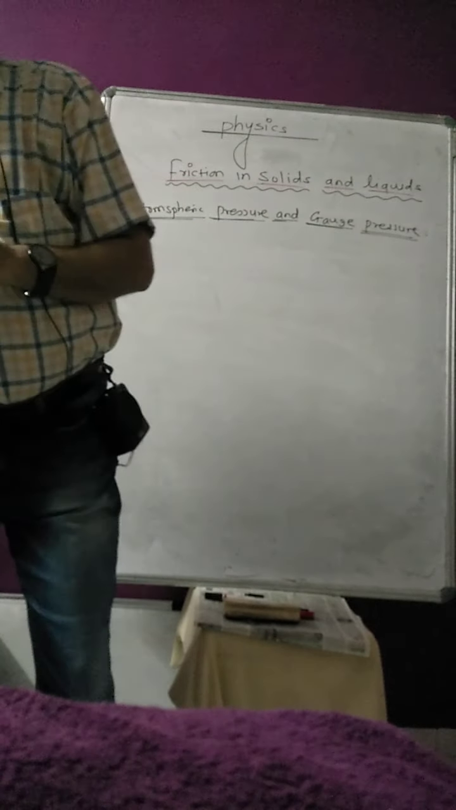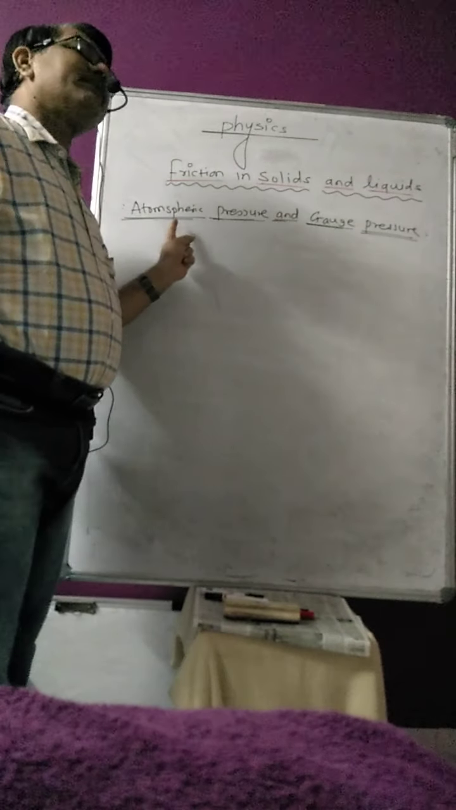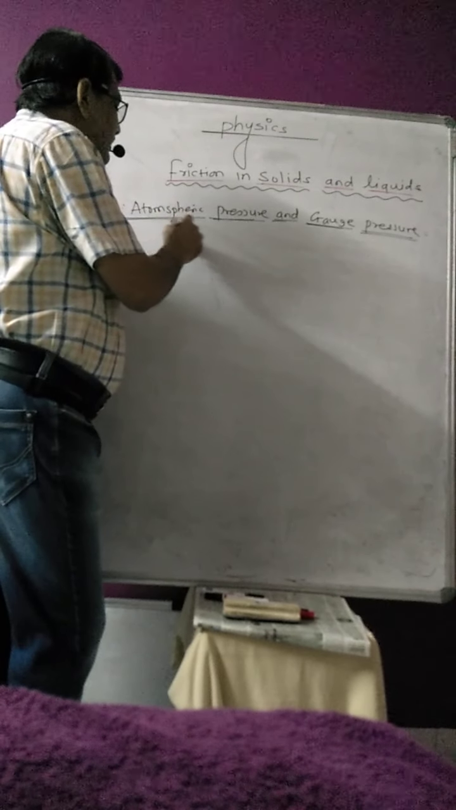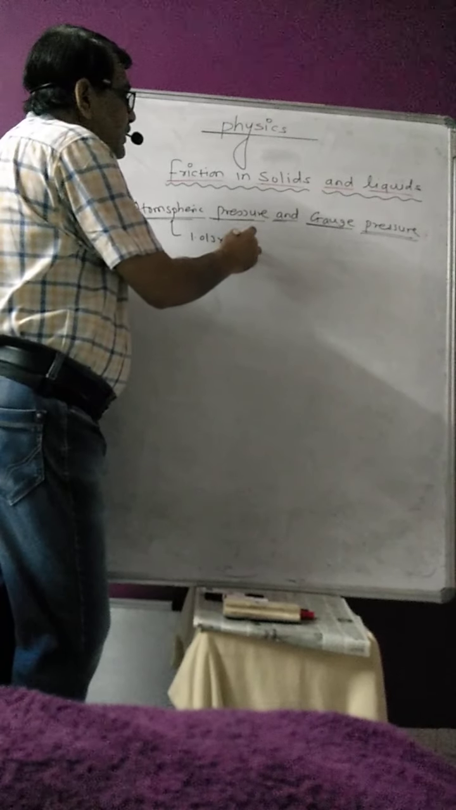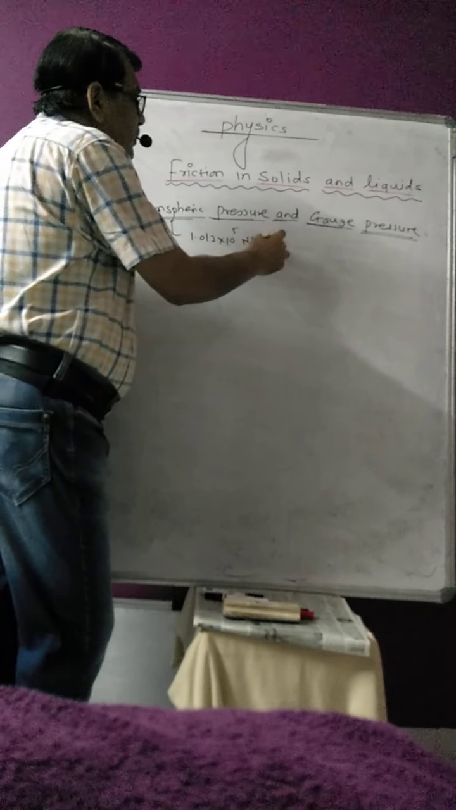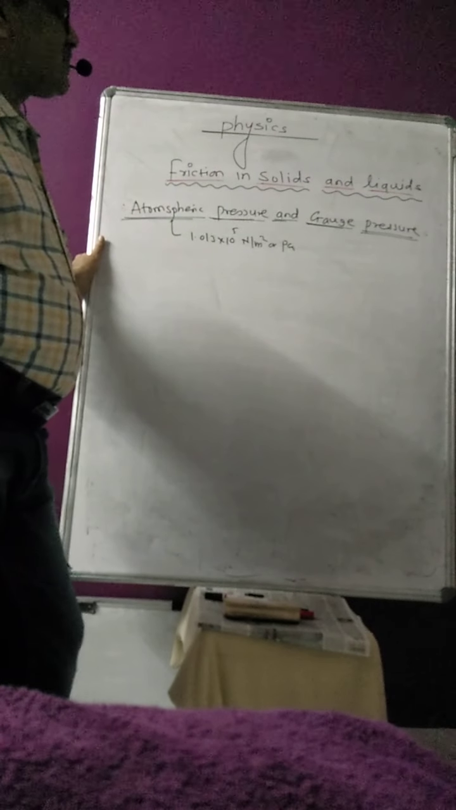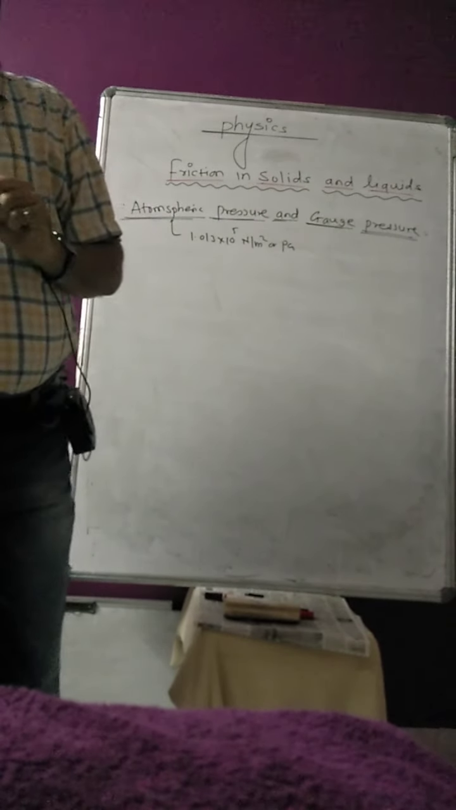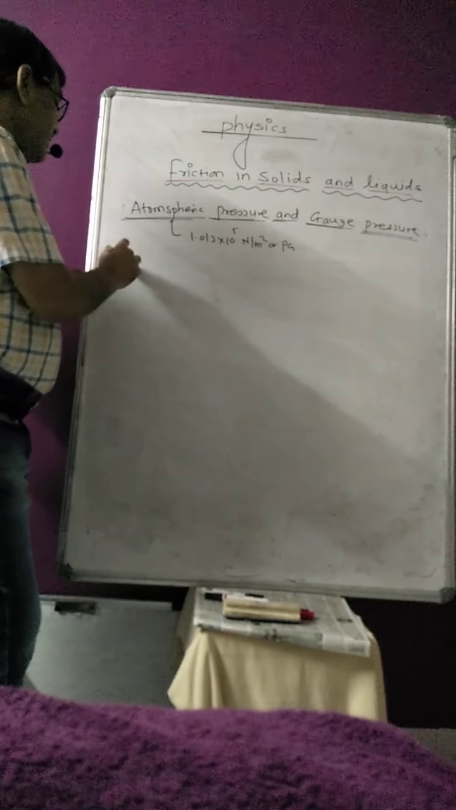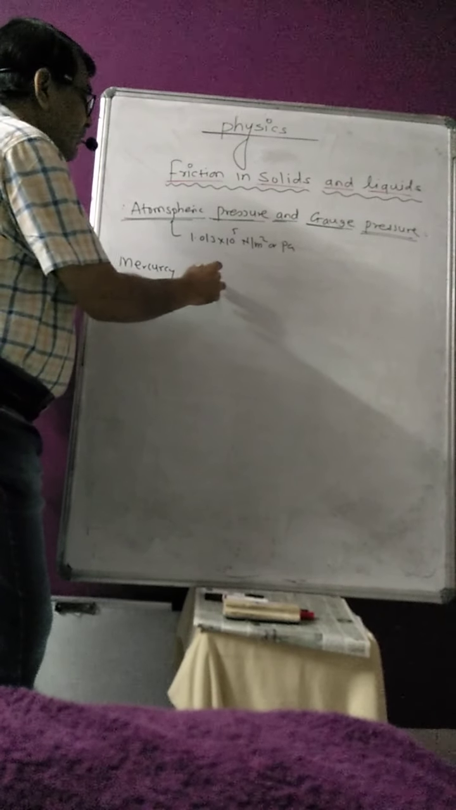Now how much is that atmospheric pressure? Atmospheric pressure is 1.013 × 10^5 Newton per meter square or Pascal. Now I want to find out the atmospheric pressure by using the mercury barometer. First of all, we want to find it using the mercury barometer.